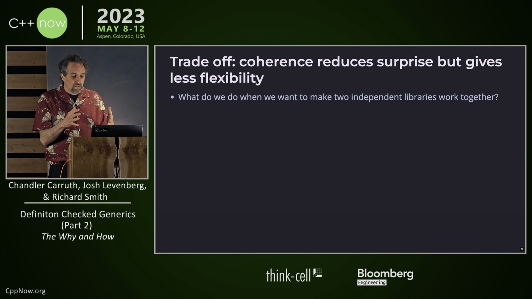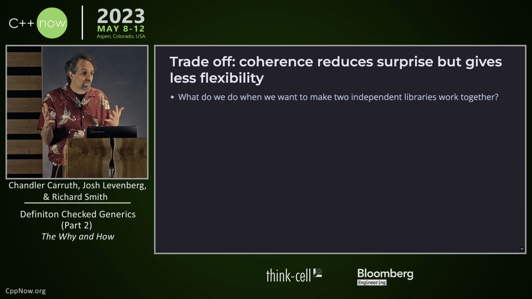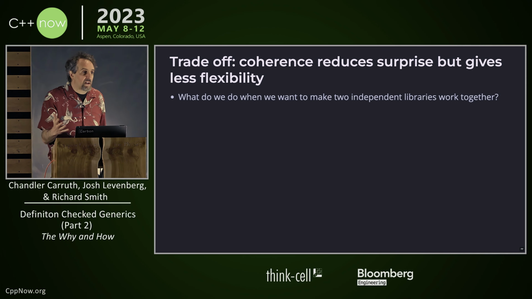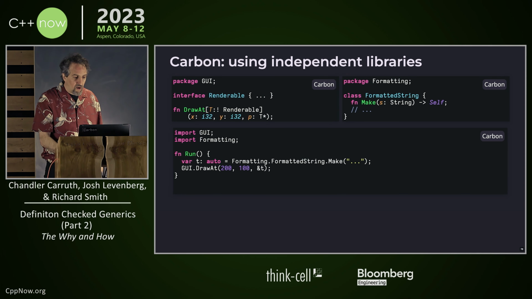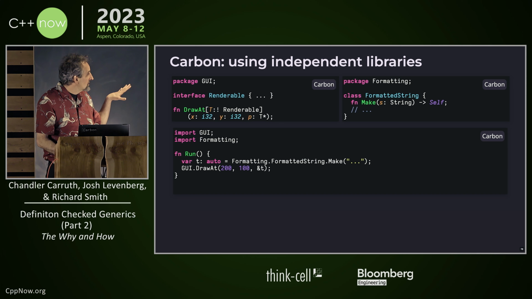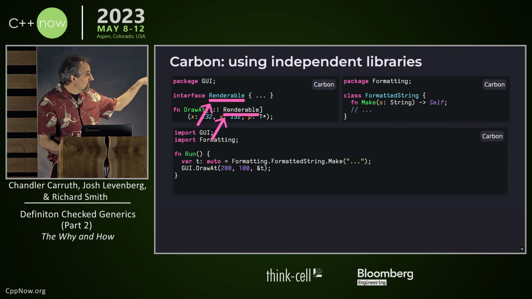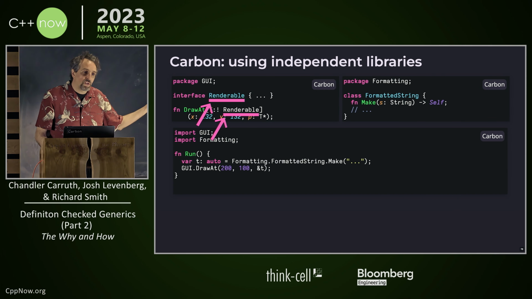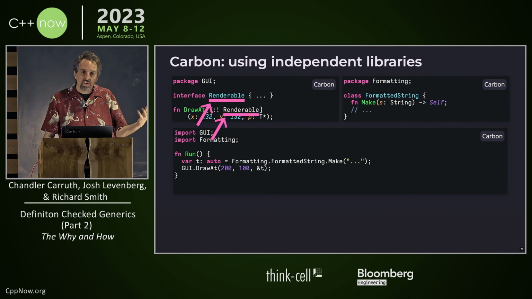But then we have this problem, right? What happens when we have two independent libraries that we want to combine? And like we could with the Swift system. So here I'm doing an example. We have 3 packages, and one of them defines an interface and a generic function that requires the types that you pass to it implement that interface.